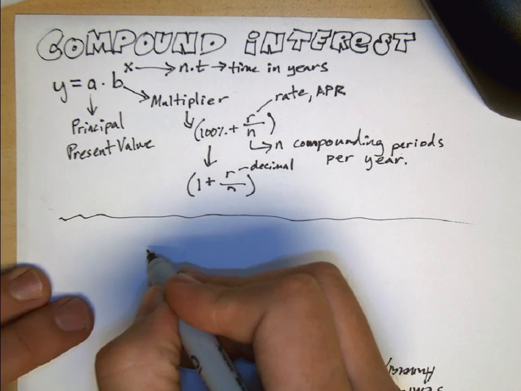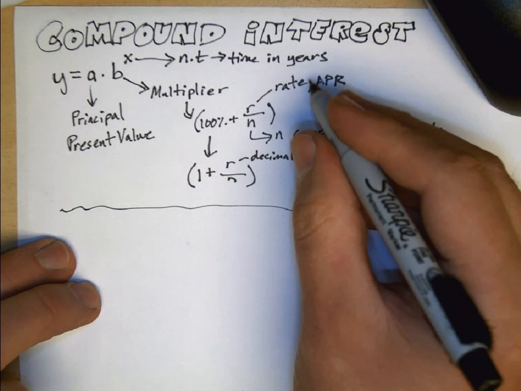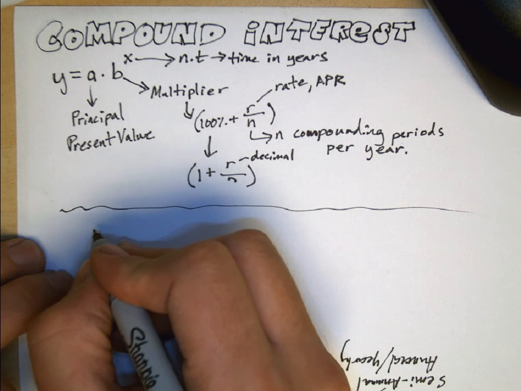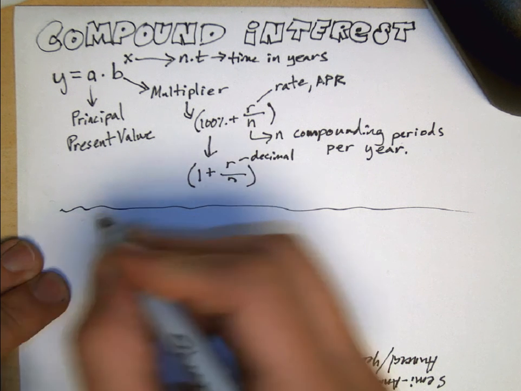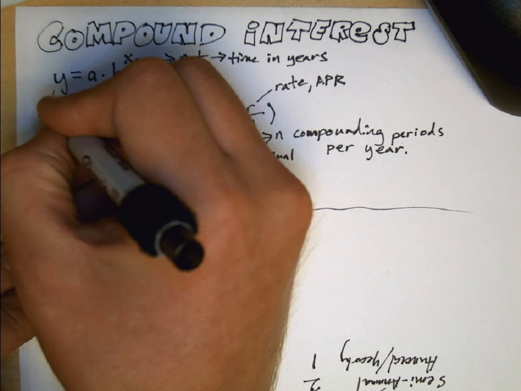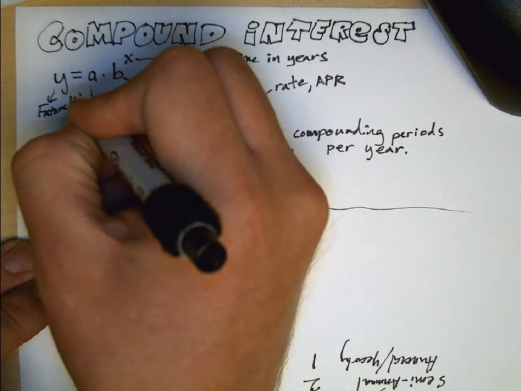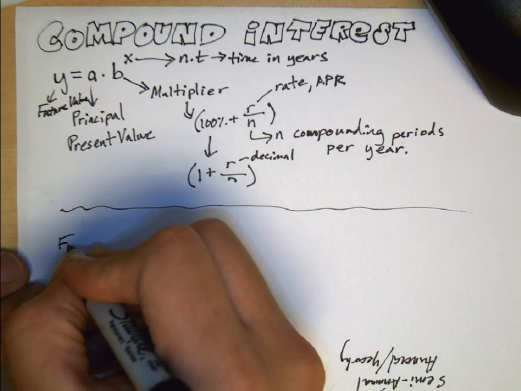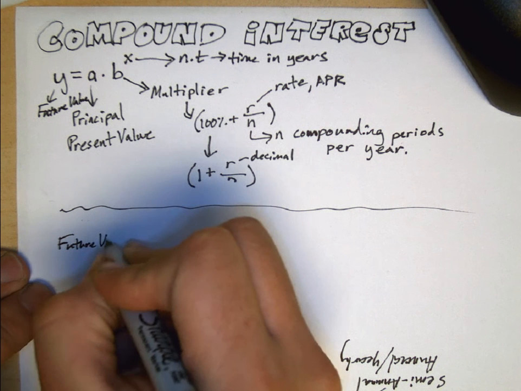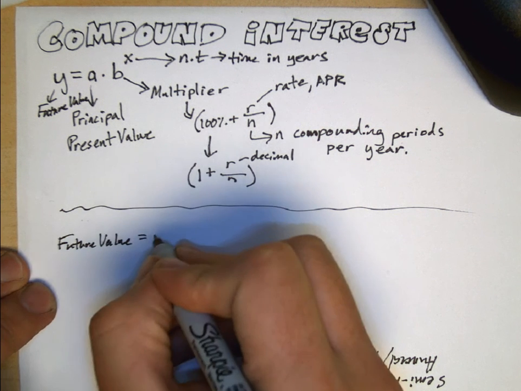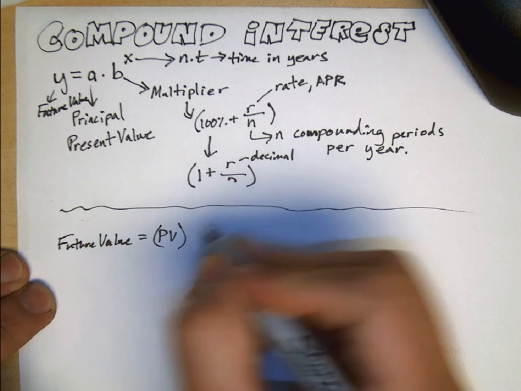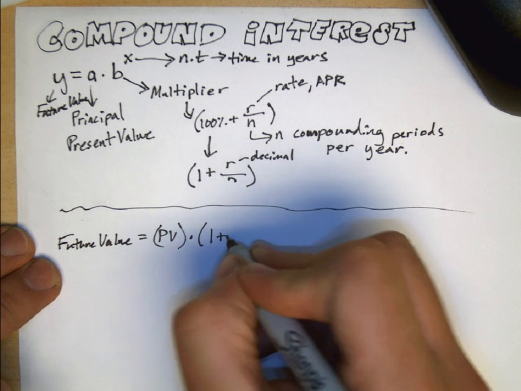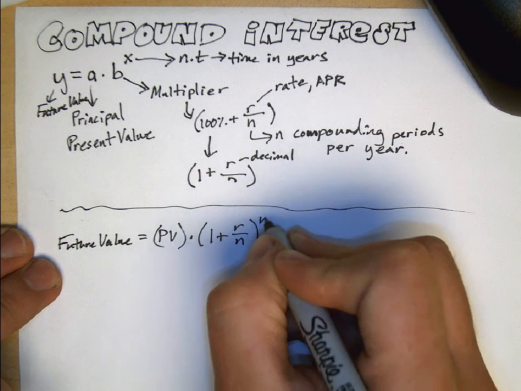And finally we have our equation. If we write it all out, this y, by the way, we call future value, or we can just call it y, whatever you like to call it. I'm going to call it the future value, is equal to the present value, which I'm going to initial as PV, times 1 plus r over n to the n times t.